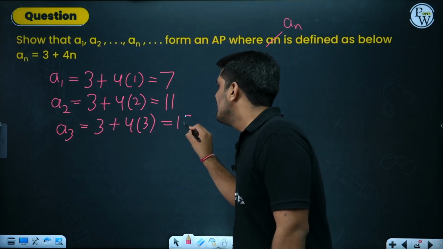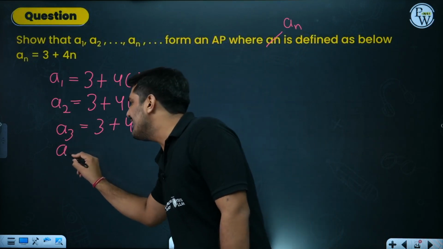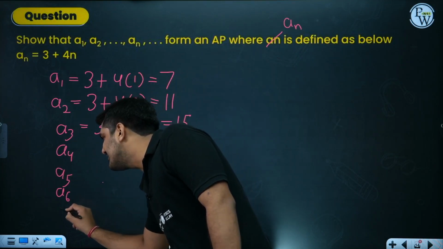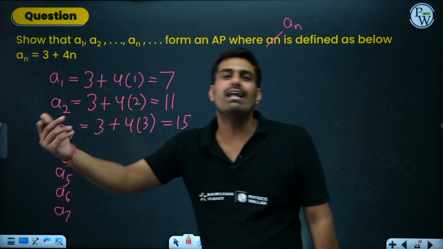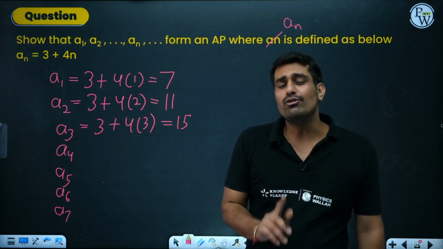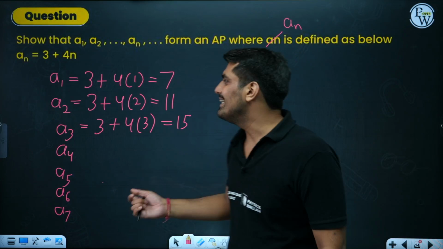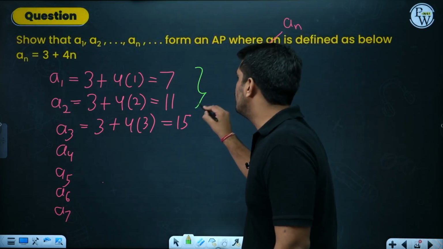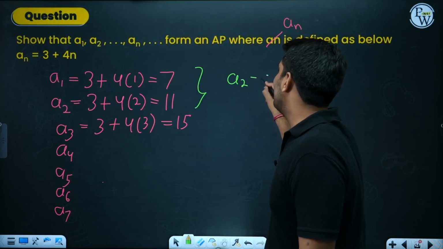Fair enough. Now, I can go on like this, calculating A4, A5, and you can also go on calculating A6, A7, and up till wherever you want. The only important thing to check whether this is an AP or not is to check the common difference. So let me start by checking the difference of these two terms. That means A2 minus A1.